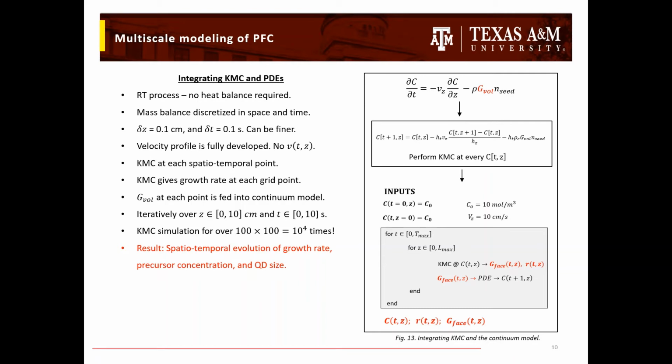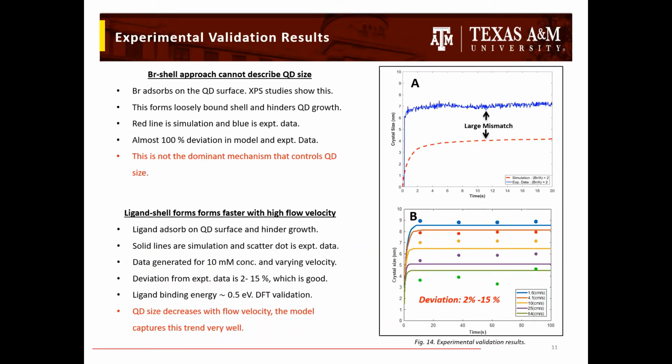Using this, we tried to choose which of the approaches is better. In the first approach, you can see that the bromine shell approach is actually not very good, and there is a large mismatch between the simulation result, which is given in the red curve, and the blue curve, which is the experimental result. So this does not describe the crystallization dynamics well. On the other hand, the ligand shell approach is a very good fit to the experimental data. You can see that the solid lines are the simulation results, and the scatter plot, the blue dots or red dots, is the experimental result.